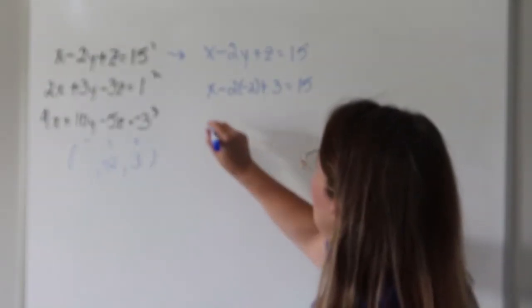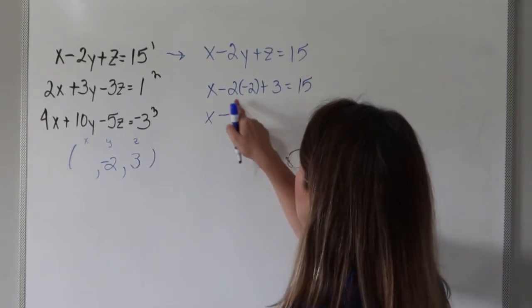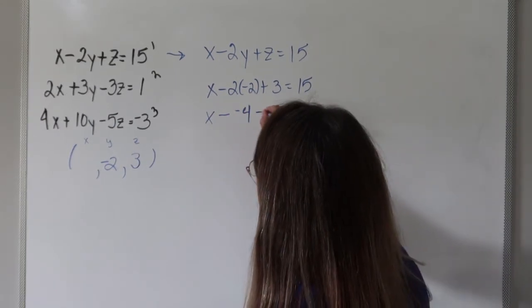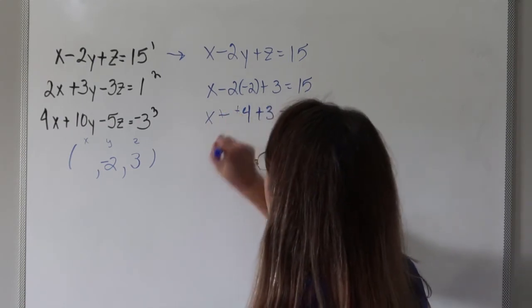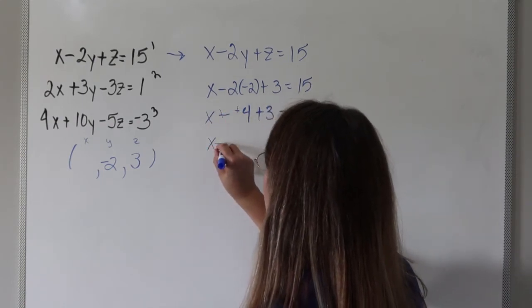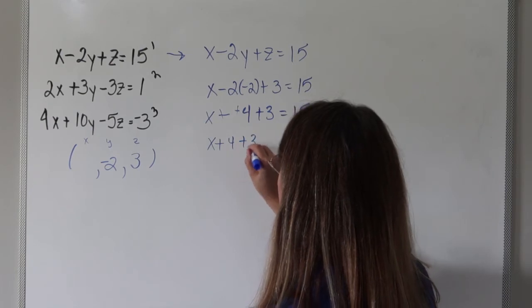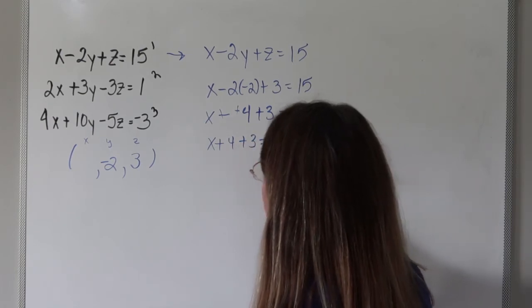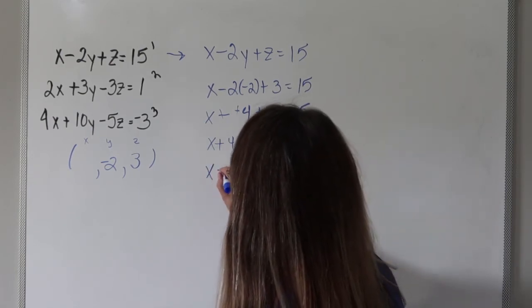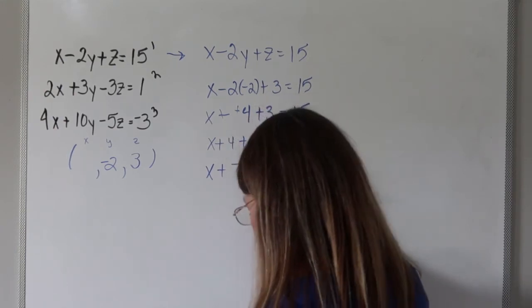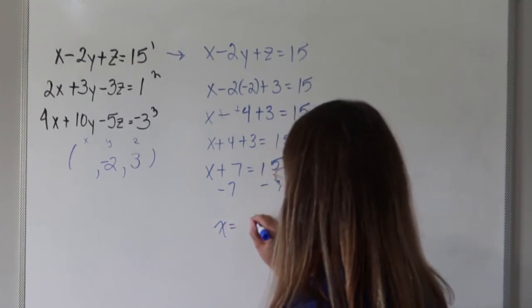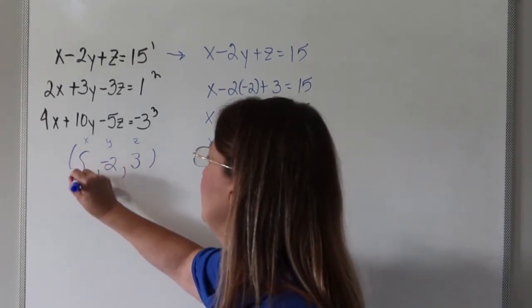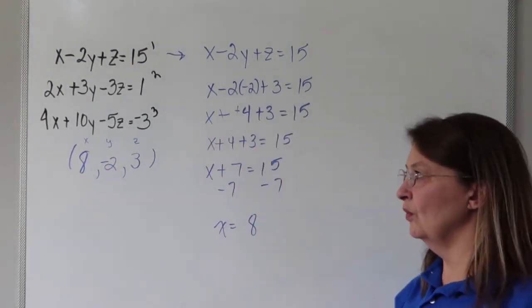And then I'm just going to solve it. So x minus 2 times negative 2 gives me negative 4, and that'll make plus a positive. So let me clean that up. Plus 4 plus 3 equals 15. So x plus 7 equals 15. Subtract 7 from each side and x is equal to 8. So there is the third component of your ordered triple.